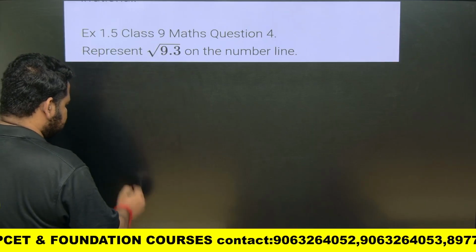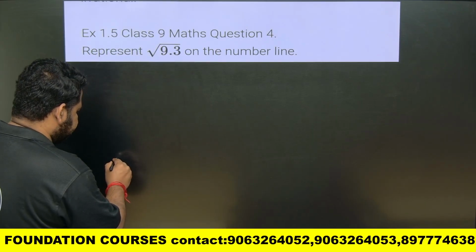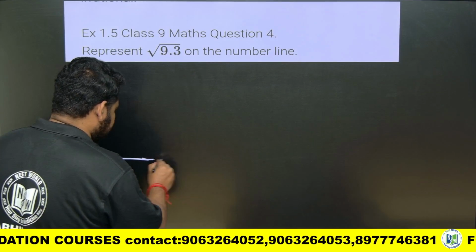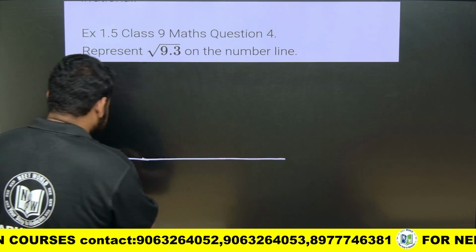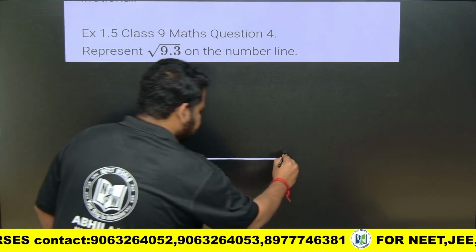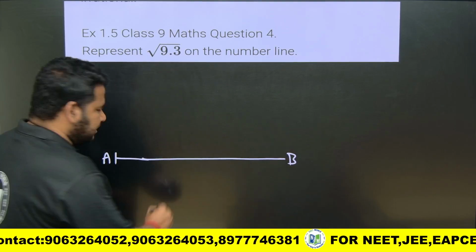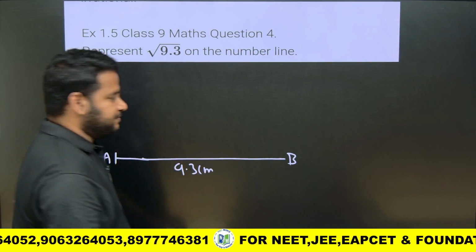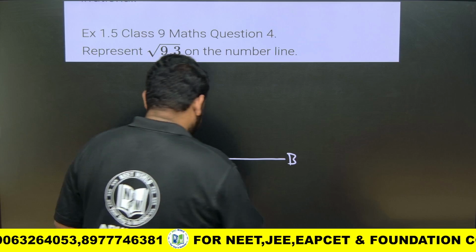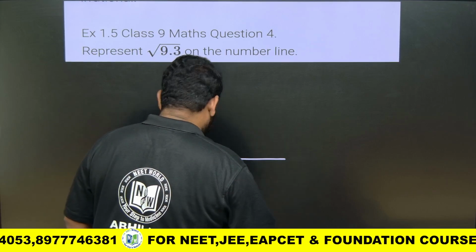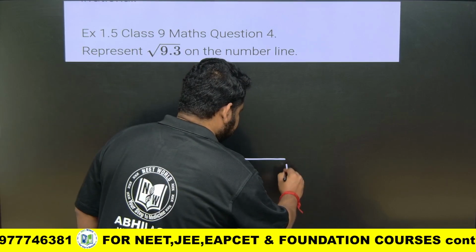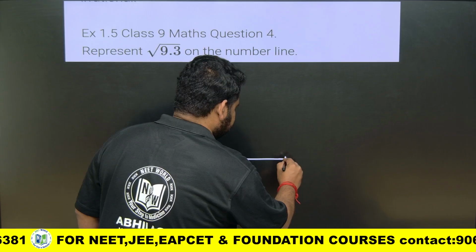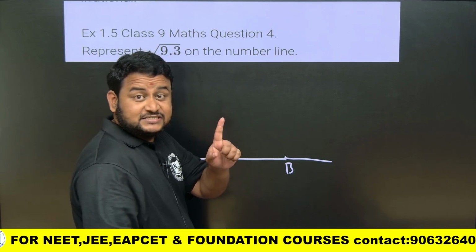So first, you should draw a line. Use a scale and draw a line. Mark this as point A, mark this as point B. What should be the length of this line? The length of this line should be 9.3 centimeter. Now from this point B, extend this line by 1 centimeter only.